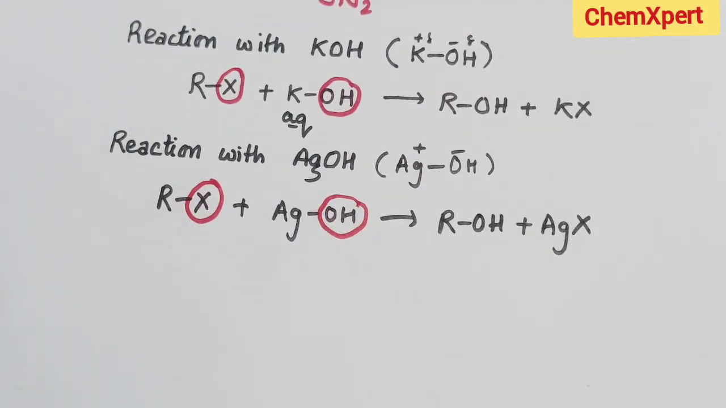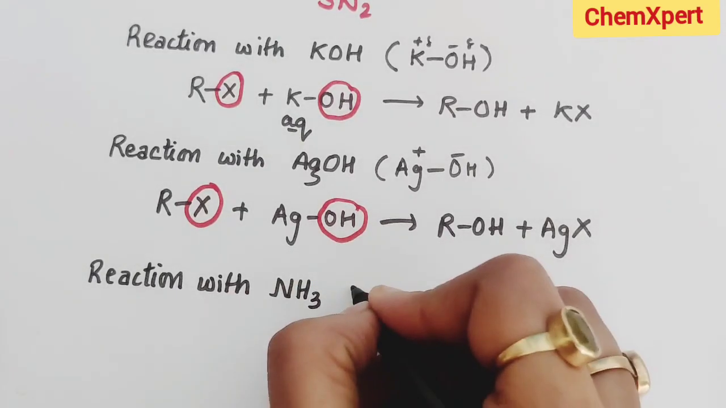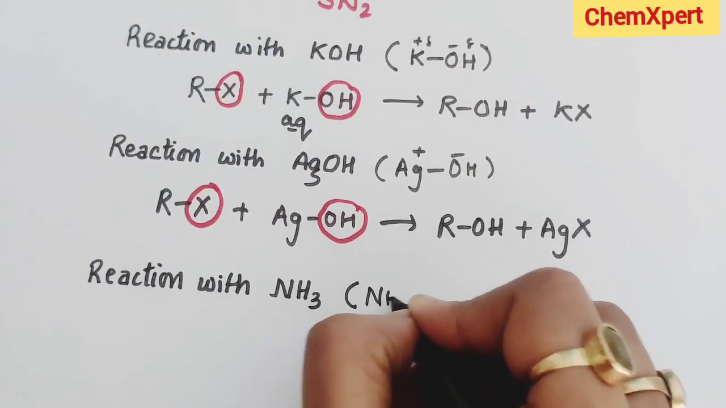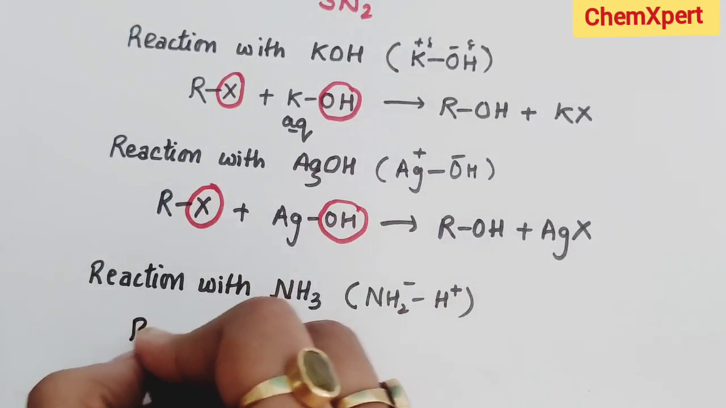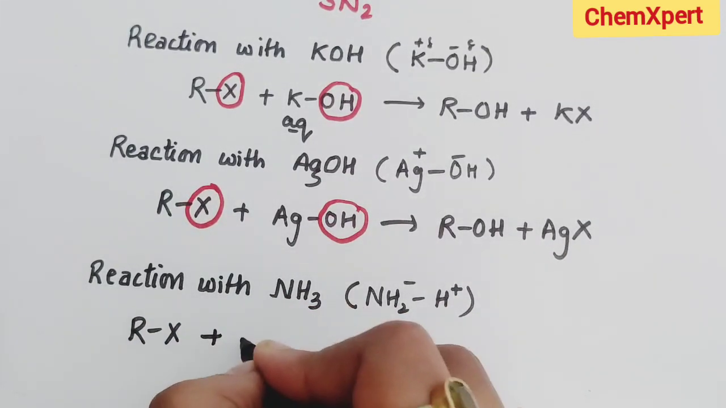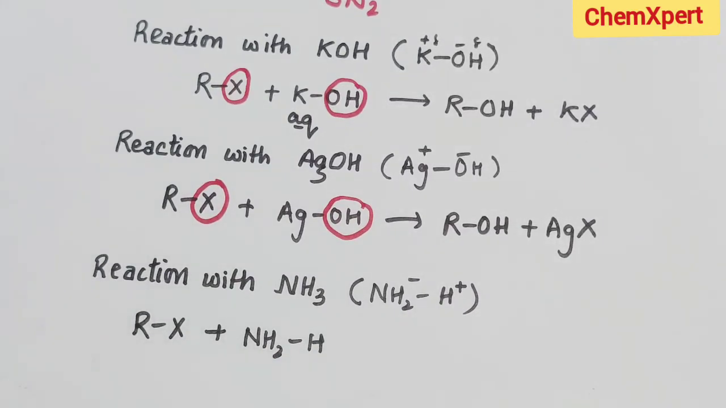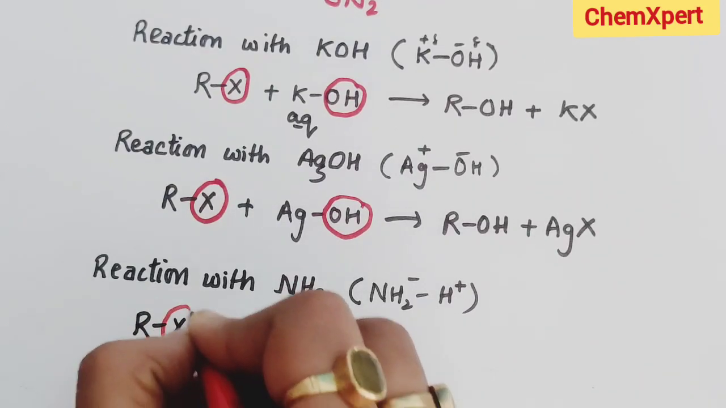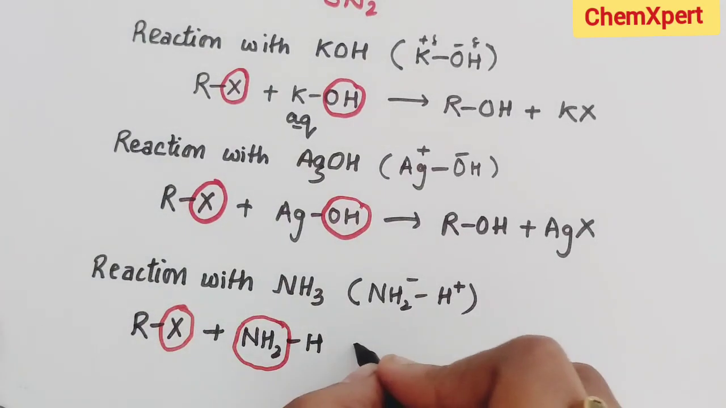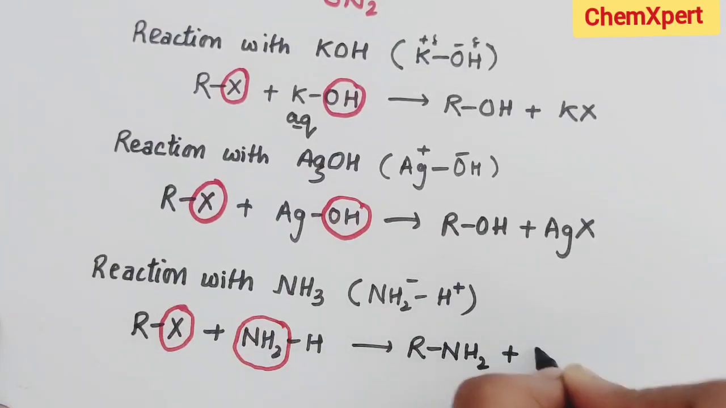Now the next one is the reaction with ammonia. Again I will divide it into two parts, that is NH2 minus and H plus. So when I take RX and NH2 and H, I am just separating it into two parts. Now this NH2 will substitute here, and it forms RNH2 plus HX.